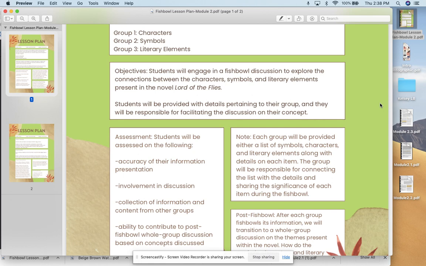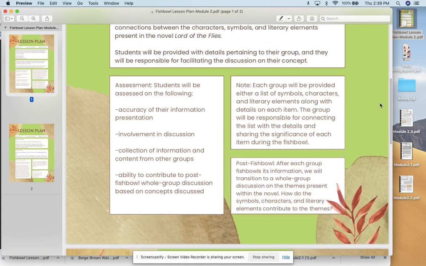Students will be provided with the details pertaining to their group, and they will be responsible for facilitating the discussion on their concept. So if you, again, are unfamiliar with the fishbowl activity, the group that is in charge of leading the discussion will be in the center of the circle, whereas the other two groups will be on the outside of the circle. The center group will be leading the discussion, while the outside groups take notes and jot down key ideas and terms.